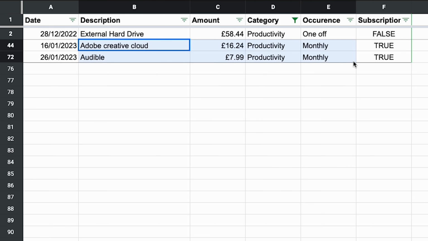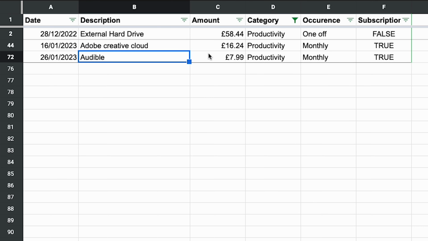And then these two are both monthly subscriptions actually. So the first one is Adobe Creative Cloud. That's basically a monthly subscription to use Adobe products like Photoshop, Premiere Pro. These are all pieces of software that I use for YouTube. So yeah, that is an expense that I'm willing to make. And then Audible, £7.99. So yeah, I think that is all for the different types of categories.